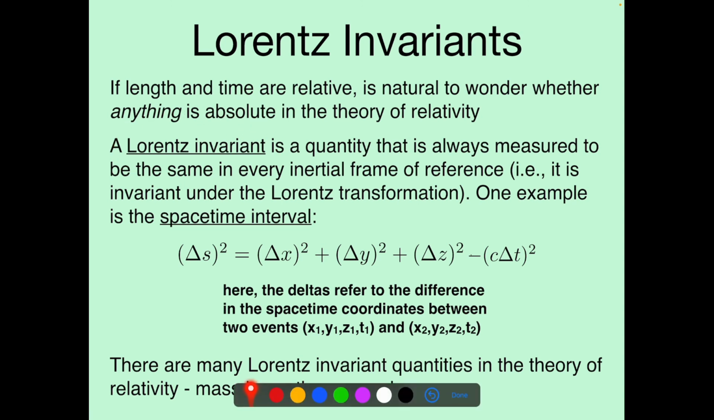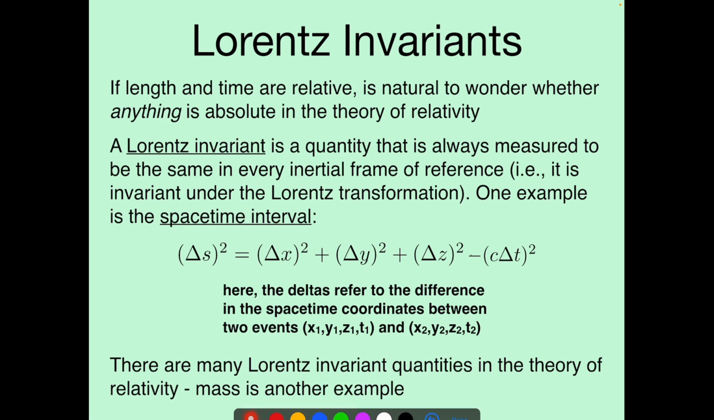A Lorentz invariant is a quantity that is always measured to be the same value in every single frame of reference. A fancy way of saying that is it's invariant, it doesn't change under a Lorentz transformation. There are many examples of Lorentz invariants in relativity. Mass is an example. Regardless of how you're moving, we can all agree on what the mass of an object is. Another example would be the speed of light. The speed of light is the same regardless of your frame of reference. And another example is called a space-time interval. This is a really interesting example.